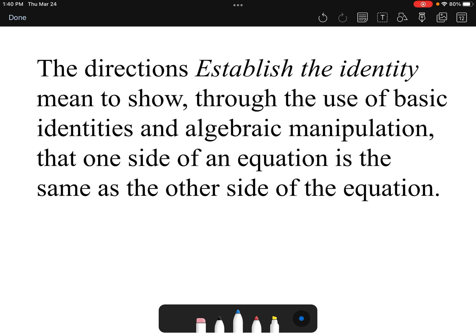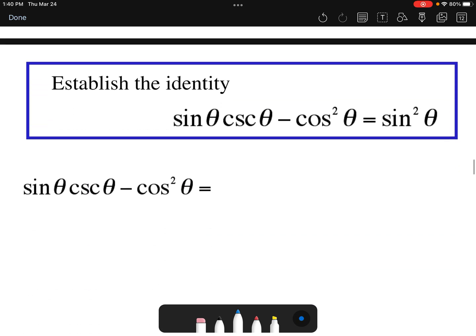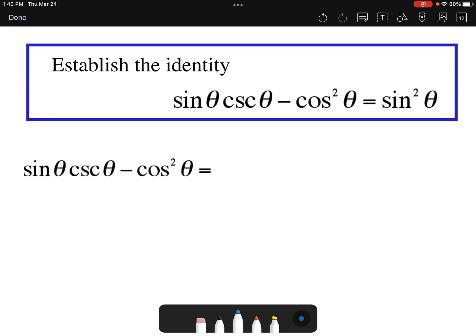Now, establishing the identity is going to require us to use algebraic manipulation and the fact that we need to know our identities. So, for instance, we're going to establish the identity sine theta cosecant theta minus cosine squared theta equals sine squared theta. So what we want to do is focus on the most difficult part, and then take that and make it look like this, sine squared theta.